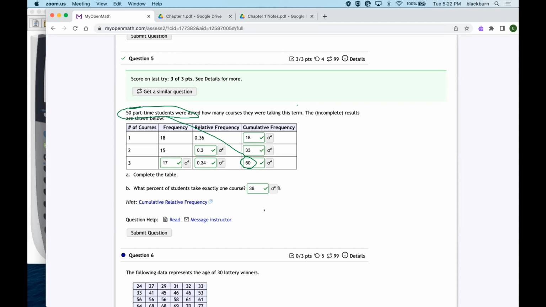I have the same question, only different numbers, and I pushed enter and I got all the rest of them right, aside from what percentage of students take exactly one course, and I subtracted 28 from 50 and I got 22, and it said that one was wrong. Oh, the number of students taking one course is going to be whatever that relative frequency number is, which mine was 50, made into a decimal. Or made into a percent, excuse me.